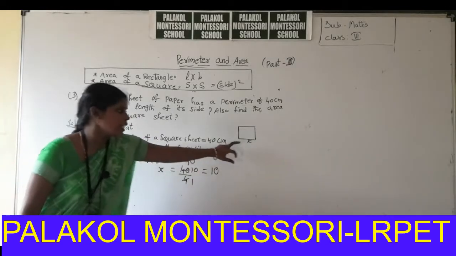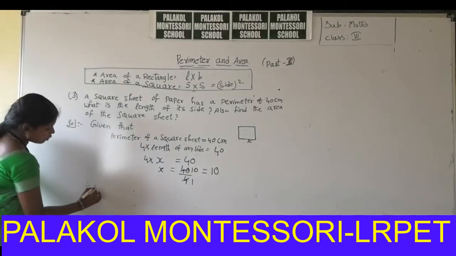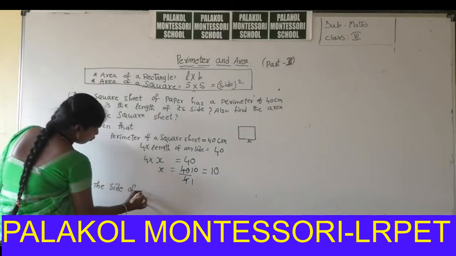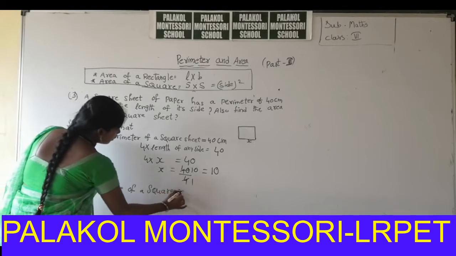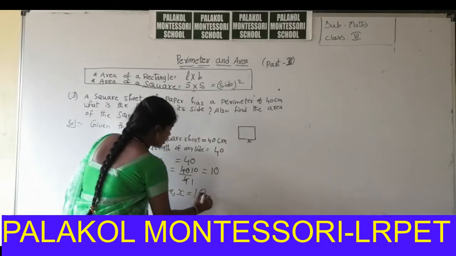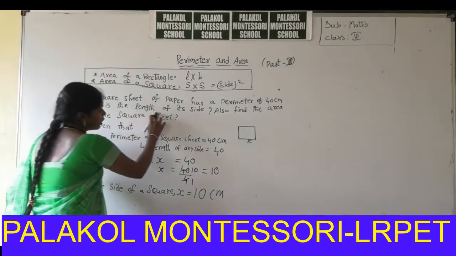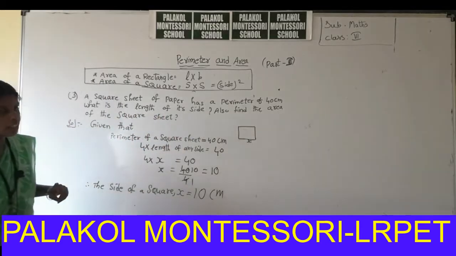So, in this question what is x? Length of the side of the square. Therefore, the side of a square is equal to x. What is the side of the square? The length of the side of a square is equal to 10 centimeters. So, first one is completed. We found the length of the side is 10 centimeters.